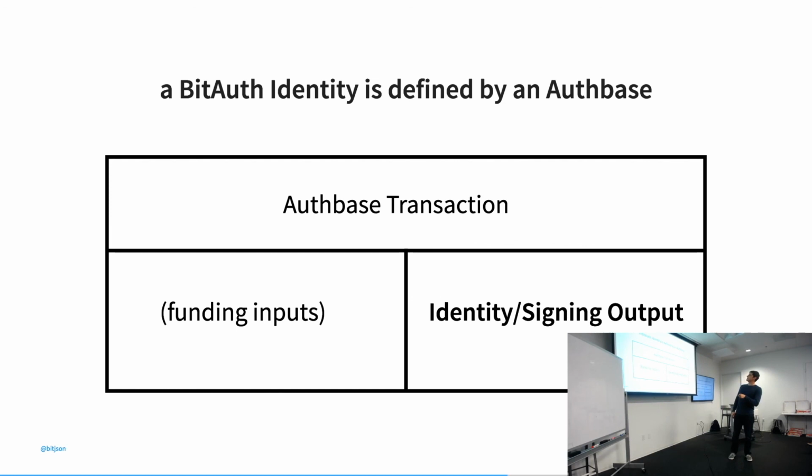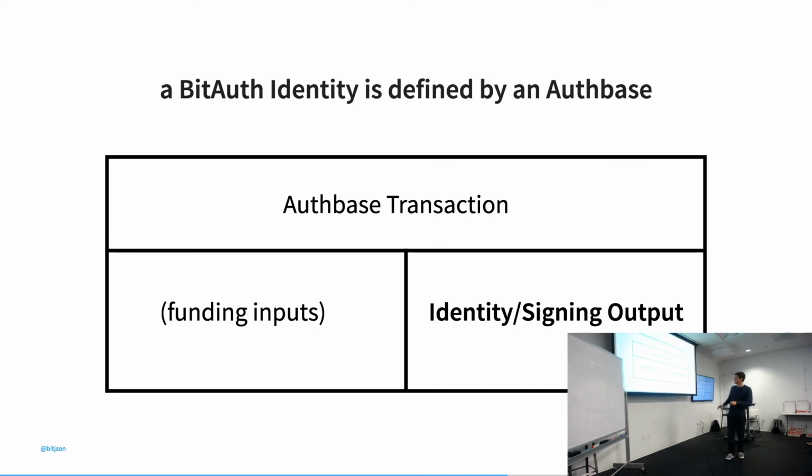A Bitauth2017 identity is defined by an auth base. An auth base is a Bitcoin transaction. It looks like a normal Bitcoin transaction. It is a normal Bitcoin transaction. This is the simplest kind of auth base you can get. It is a simple transaction. It's got some inputs, and it's got one output. We call the output the identity or signing output.